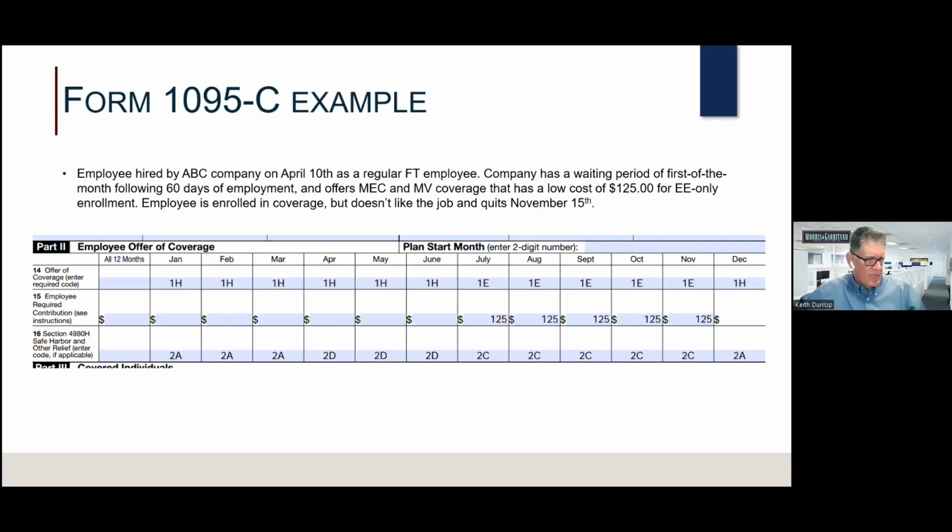The employee is now eligible for coverage July 1st. Code 1E is appropriate. 125 is the proper cost. The employee enrolls. 2C, that's a proper code. It works with 1E. And then the employee leaves employment, and now in December, we're back to 1H, no offer of coverage, and 2A, the employee is not employed.